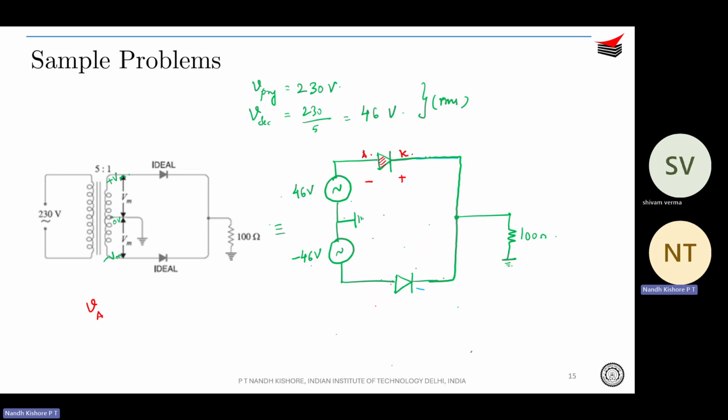What is anode with respect to the ground? With respect to the ground, the anode is simply 46 volts RMS. And I should tell minus 46 volts because we are taking the negative half cycle. So during negative half cycle, VA is minus 46 volts. And what is VK?